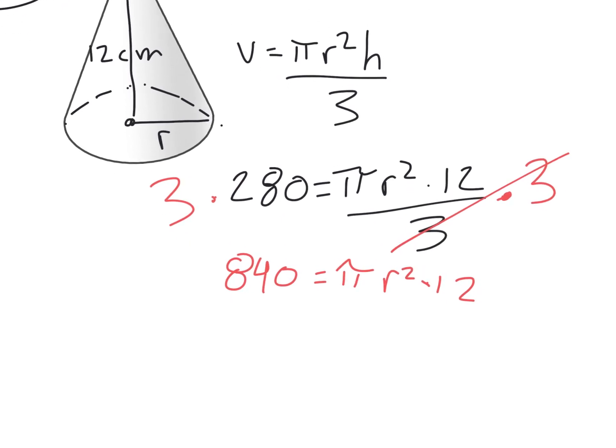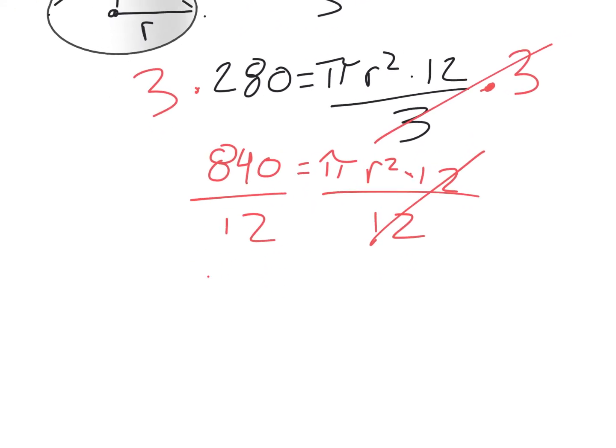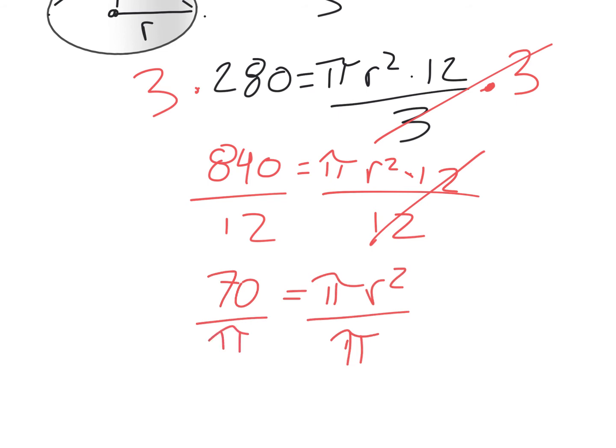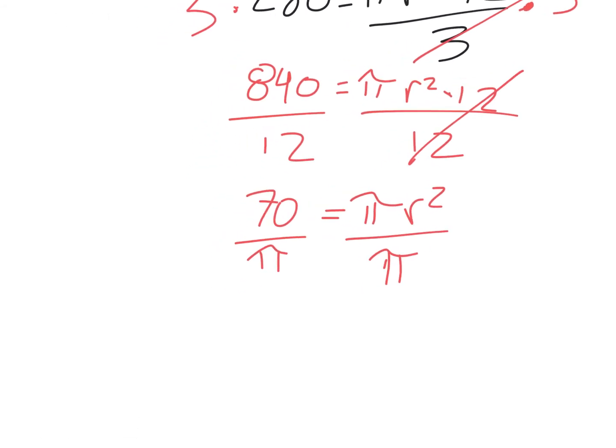Now, to make this 12 go away, I can just divide both sides by 12. 840 divided by 12 gives me 70. So I have 70 is equal to pi times the radius squared. I can now divide off pi. So I'll divide both sides by pi. You can use the pi button on your calculator, or you could use 3.14 if you don't have a pi button. So 70 divided by pi gives me 22.29 is equal to r squared.